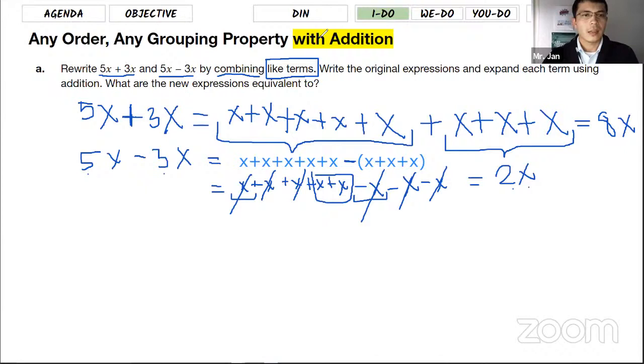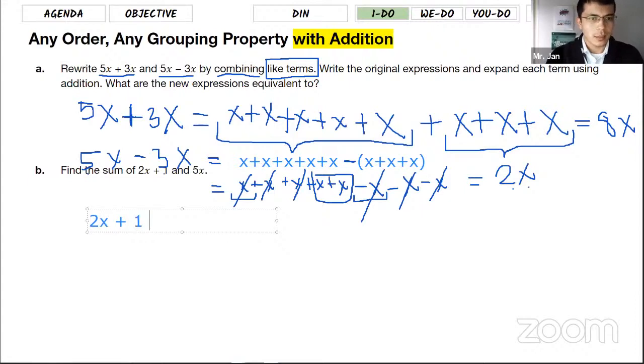Okay, and let's move on. The next example says find the sum. Sum means addition: 2x plus 1 and 5x. For this example, you cannot add up all of them: 2x plus 1 and plus 5x. The 1 doesn't have an x, which means it's not the same kind, so they're not like terms.